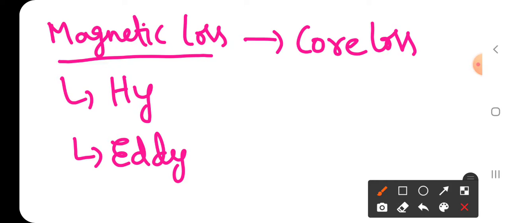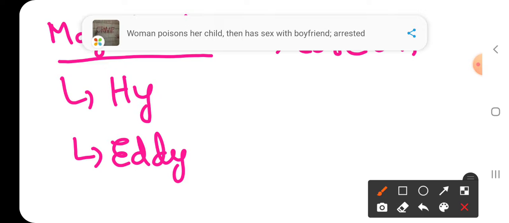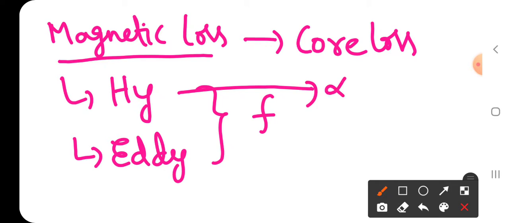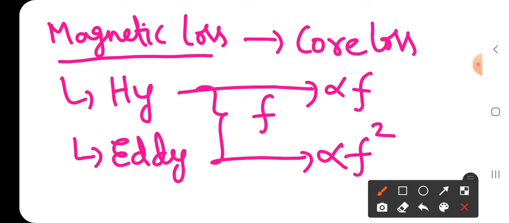Once we decide to establish the core for the transformer, the loss is also fixed. For such a core, the loss is constant. Therefore, this loss is also called constant loss. And these two losses depend on the frequency. Hysteresis loss is directly proportional to frequency, and eddy current loss is directly proportional to the square of the frequency.